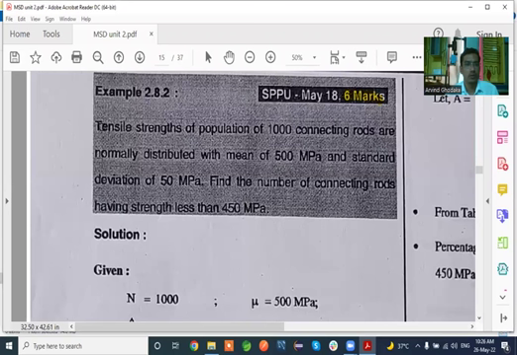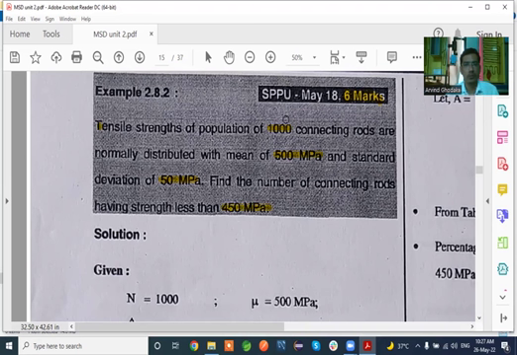The statement of the problem is as follows. Tensile strength of a population of 1000 connecting rods is normally distributed with a mean of 500 megapascal and a standard deviation of 50 megapascal. Find the number of connecting rods having strength less than 450 megapascal. So this is the problem statement. Our aim is to find the number of connecting rods having strength less than 450 megapascal.